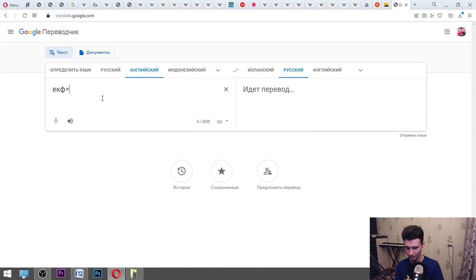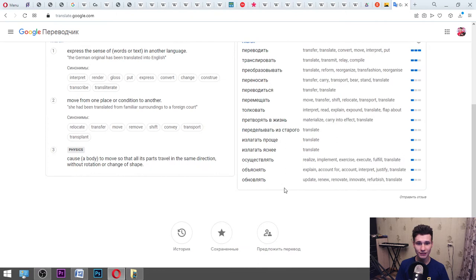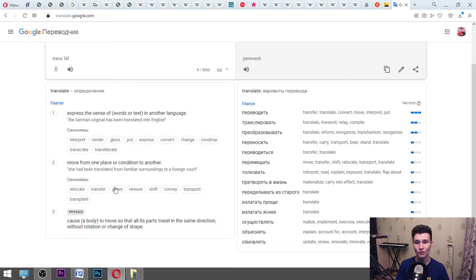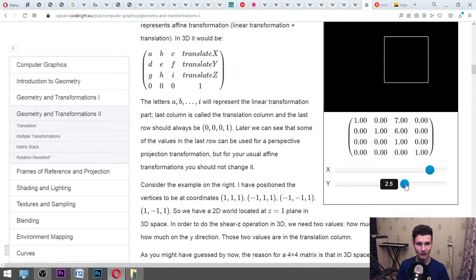Translate. It is the переносить, transfer, carry, transport, bear, stand, translate. It means different. It actually expresses the sense, move from one place or condition to another. Cause a body to move so that all its parts travel in the same direction without rotation or change of shape. And actually translate x is changing of the x value, we can say, to this place, and also changing of the y variable, y position.